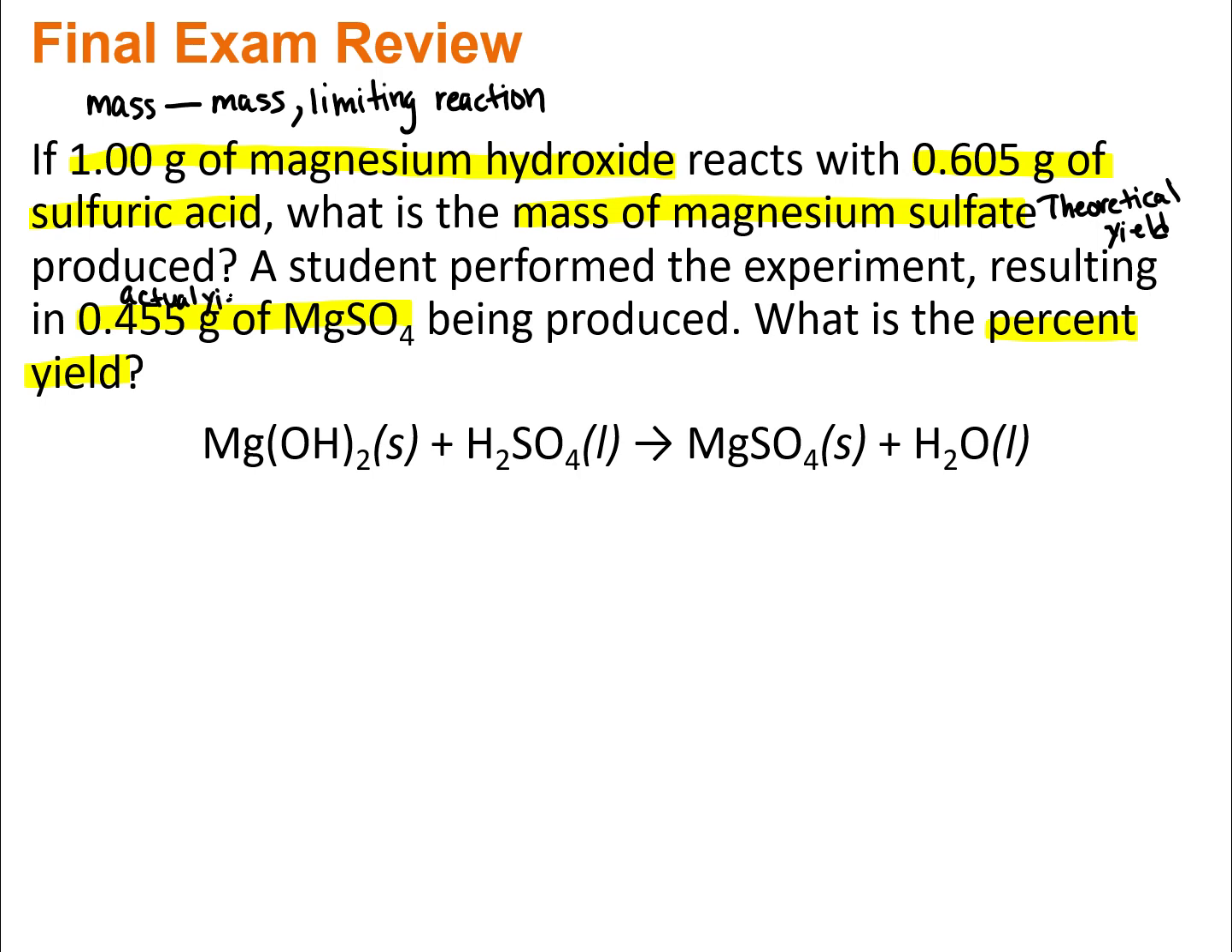The actual yield is given in the problem. So when you see a student performed or somebody did an experiment resulting in blah, blah, blah being made, the blah, blah, blah is the actual yield. First up, we're going to write a plan. We're going to write a generic plan with A and B. That way we can fill it in with the magnesium hydroxide and with the sulfuric acid.